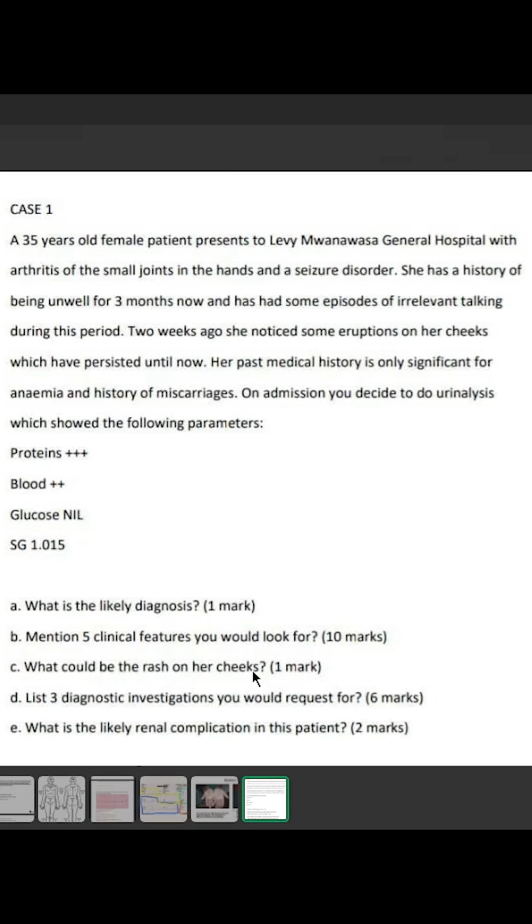What could be the rash on her cheeks? So that's the malar rash or butterfly rash. List 3 diagnostic investigations you would request for. Emphasis on diagnostic. We are starting with anti-nuclear antibodies. ANA positive, we can go to anti-Smith and anti-double-stranded DNA. What is the likely renal complication in this patient? So we are seeing some sort of nephritic syndrome that this patient is having.